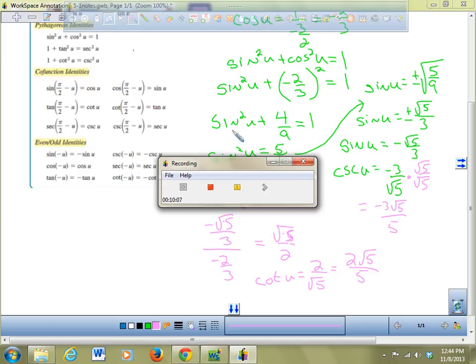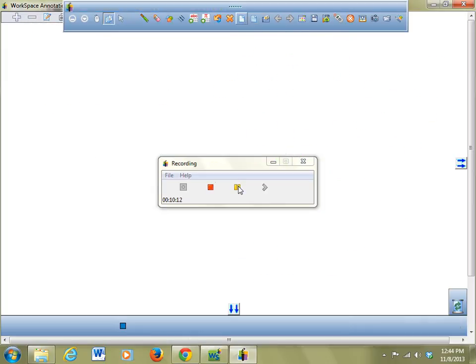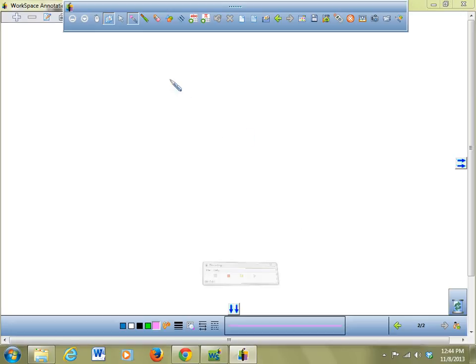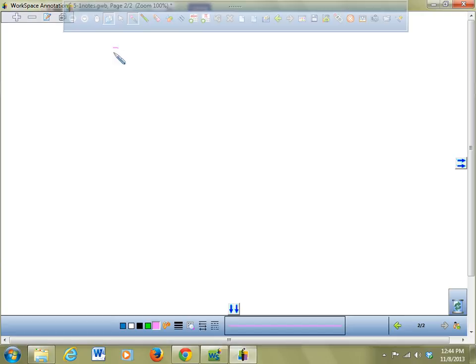So, more using more trig identities. Are we recording now? There we go. So here we go. They'll say simplify. And a lot of this, you get very complicated trig equations, and a lot of times you need to simplify them before you solve them.